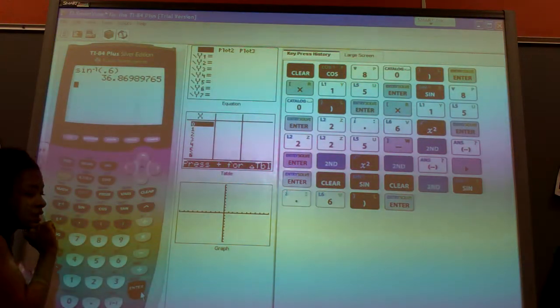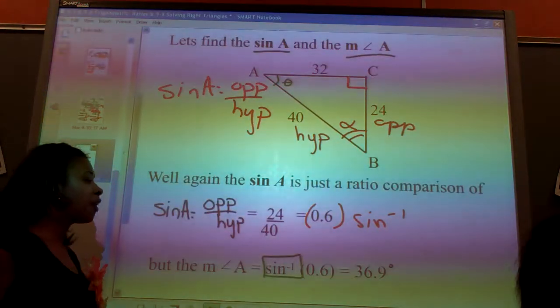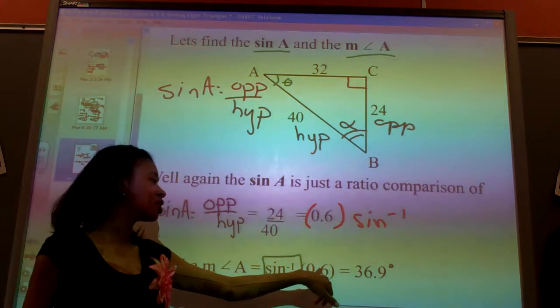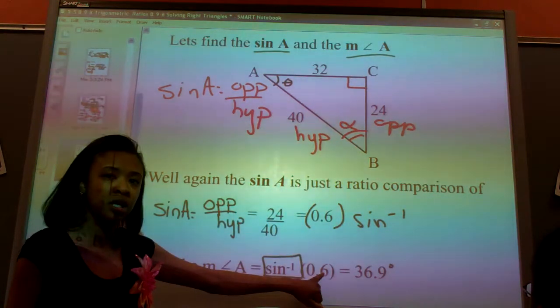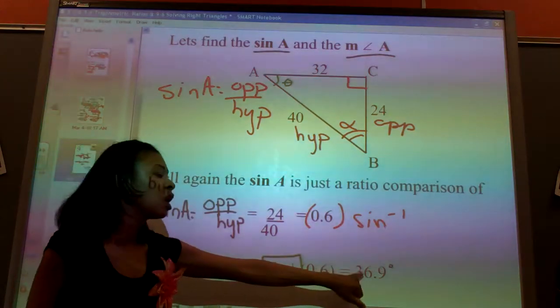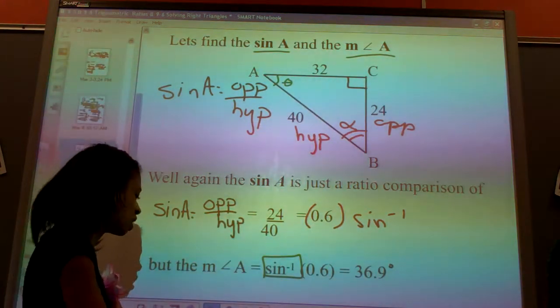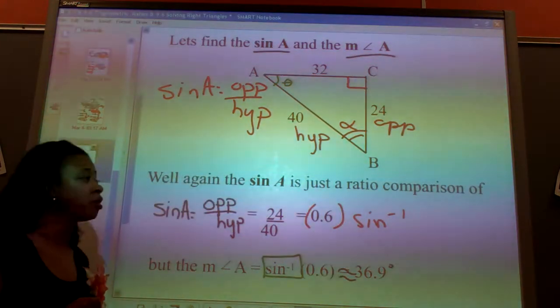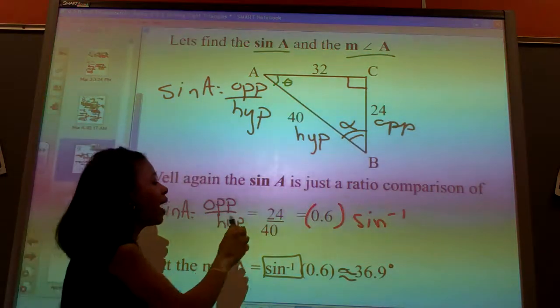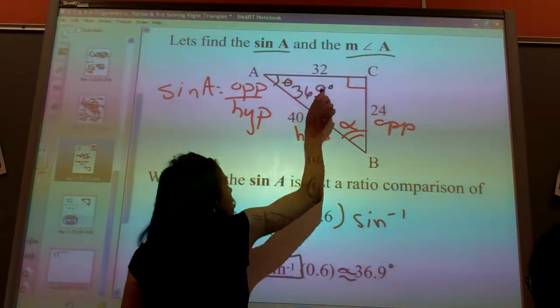or 36 and 9/10 degrees. So we come back over, and we found that the inverse of opposite over the hypotenuse, which is the 6/10, we plug it into our calculator, is 36 and 9/10. And that should be approximately, because we round it. So the measure of angle A, we can now come up here and say it's 36 and 9/10 degrees.